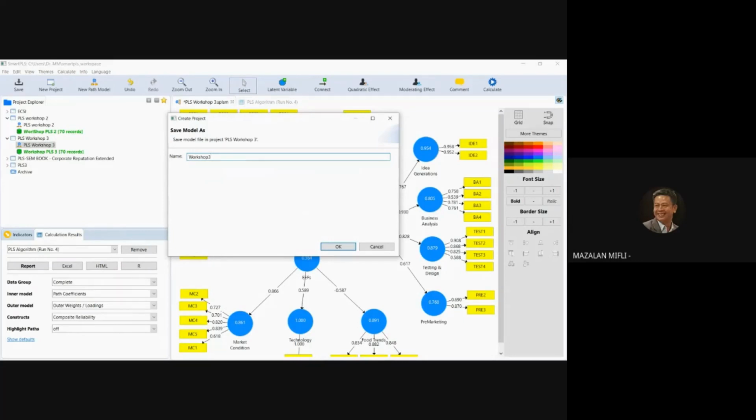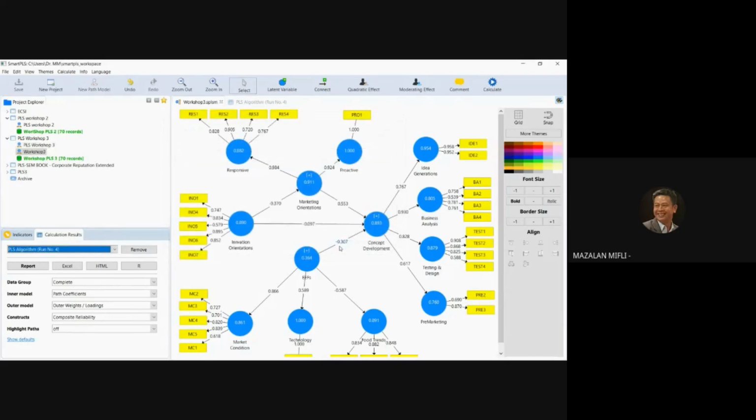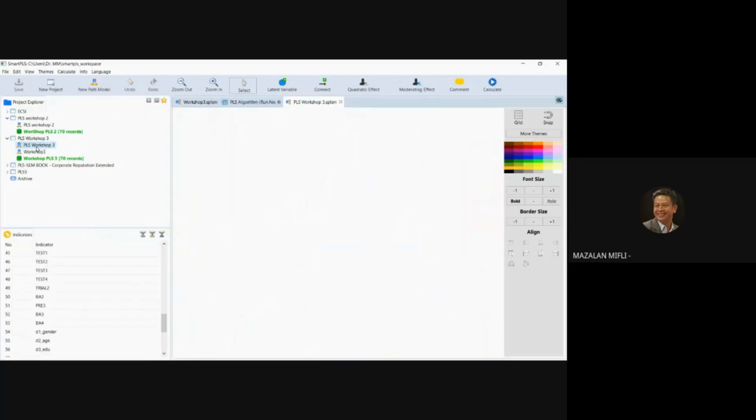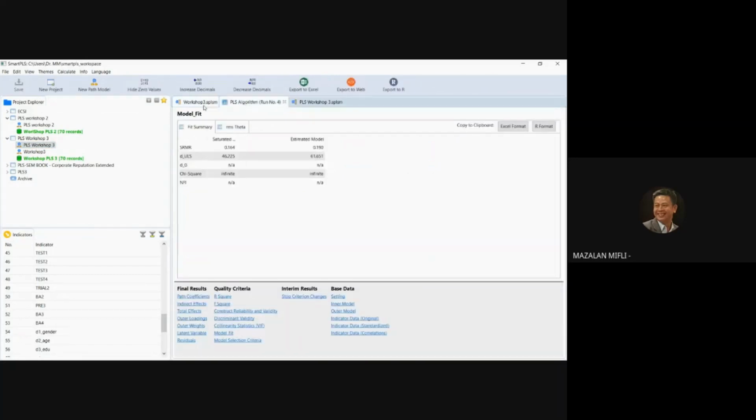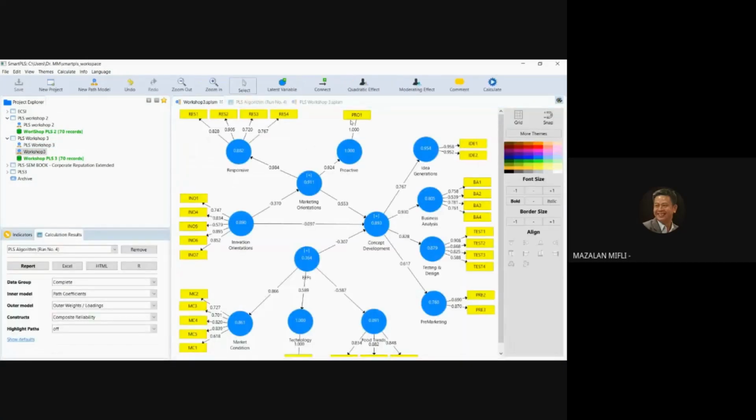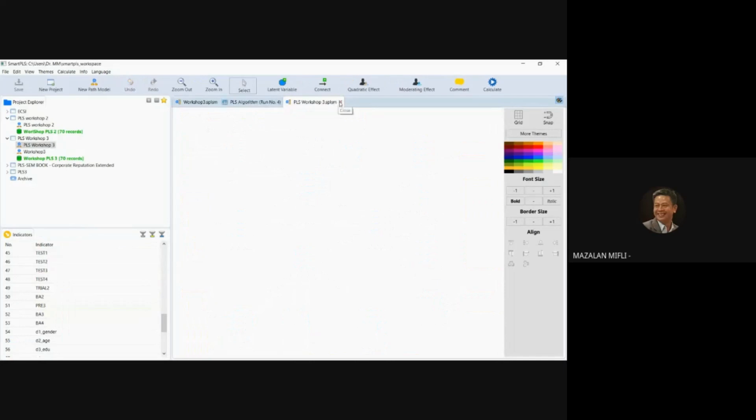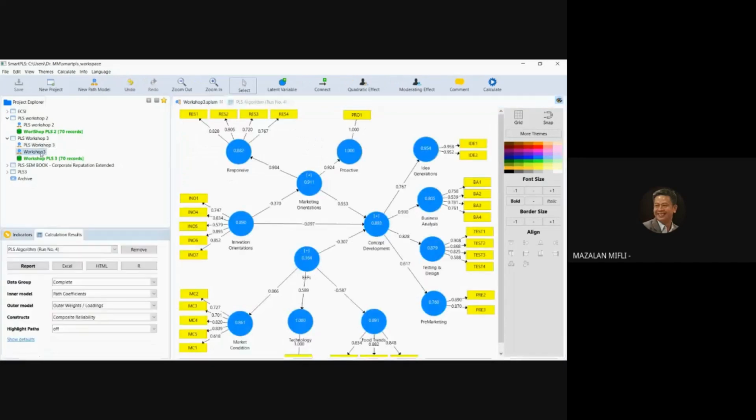Okay, so we're not going to put the PLS on there. This should be good enough. So there you go, workshop 3. So this is the one. You see, we have this, and then it doesn't look okay. Then we have this workshop 3. All right. Okay, so I have that.